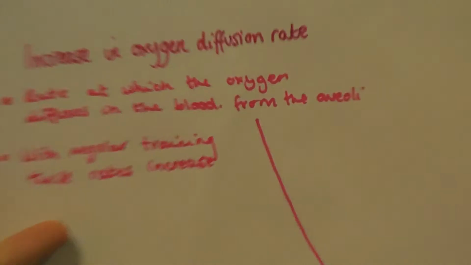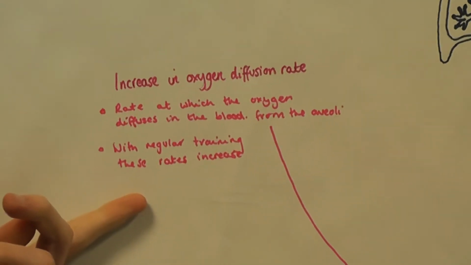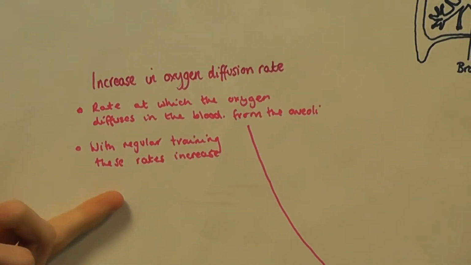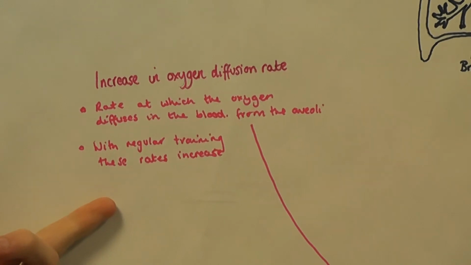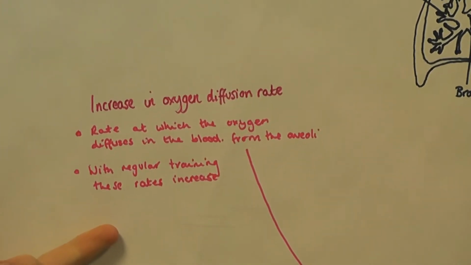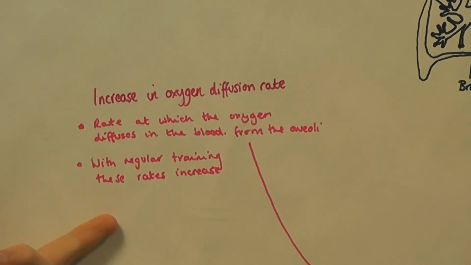Okay, the chronic responses of the respiratory system. The increase in oxygen diffusion rate. An increase in diffusion rate in tissues favours oxygen movement from the capillaries to the tissues and carbon dioxide from the cells to the blood. With regular training, these rates increase, allowing oxygen and carbon dioxide to diffuse more rapidly.